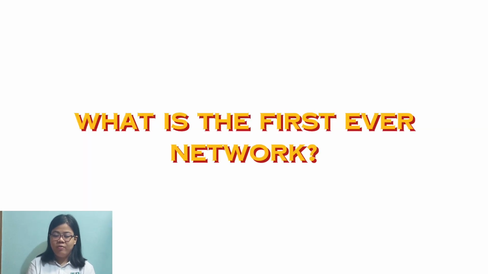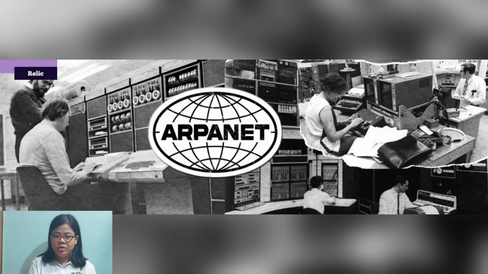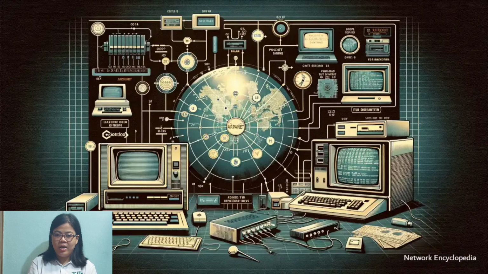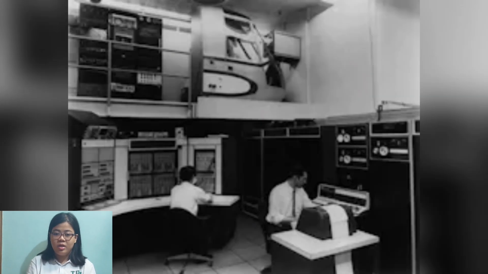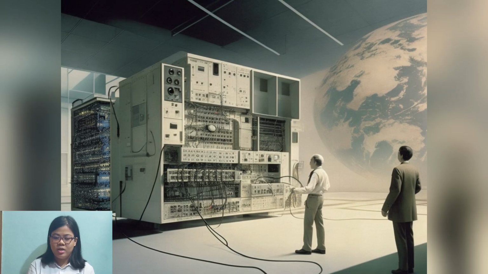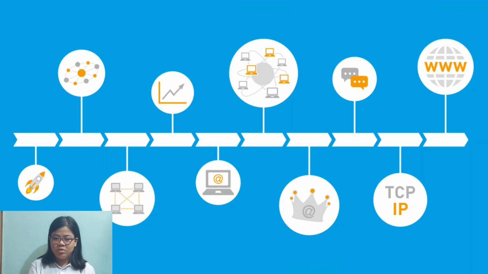What is the first ever network? The U.S. Advanced Research Projects Agency Network, or ARPANET for short, was the first public packet-switched computer network. It was first used in 1969 and finally decommissioned in 1989. ARPANET's main use was for academic and research purposes. Many of the protocols used by computer networks today were developed for ARPANET, and it is considered the forerunner of the modern Internet.